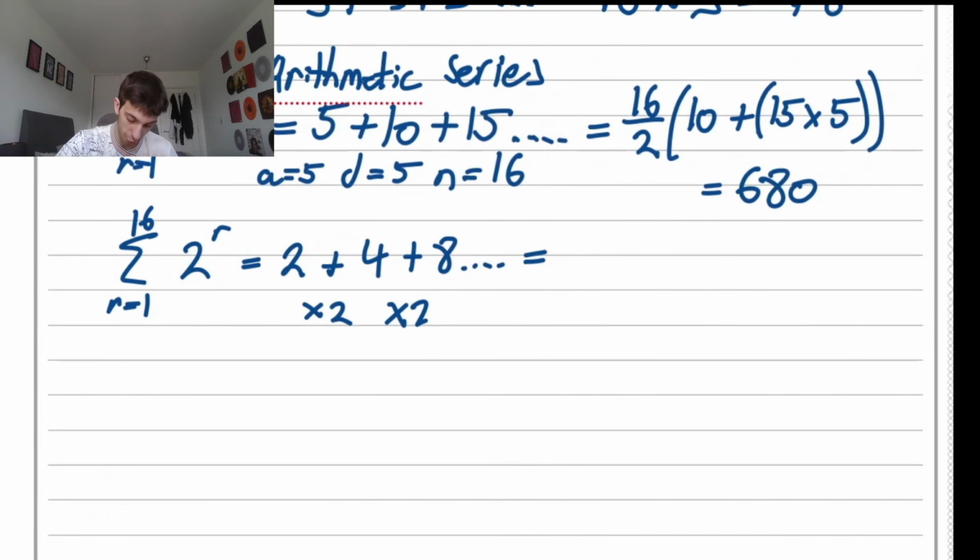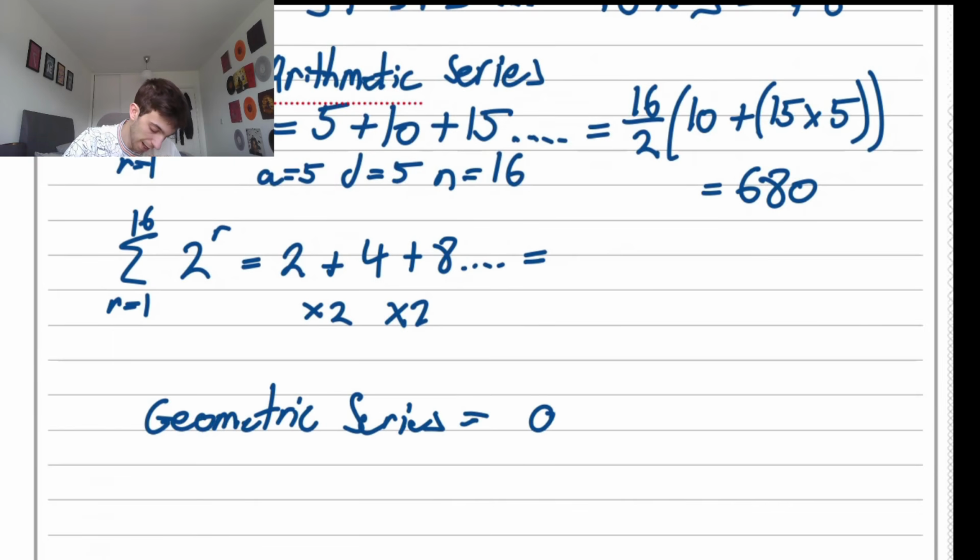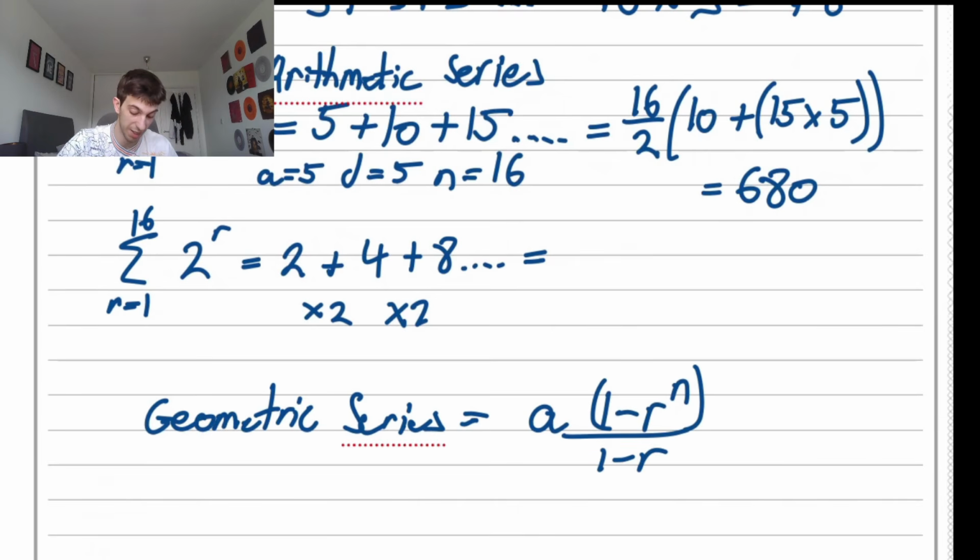So what is our geometric series formula? Quickly writing it out. Because of that common ratio, the formula would be a multiplied by 1 minus r to the n, over 1 minus r. Remember, r is the common ratio, which we see to be 2. We have that r equals 2. We have a, the first term, is 2, because we wrote them out. And we have n, the number of terms, going from r equals 1 to 16, so n equals 16.